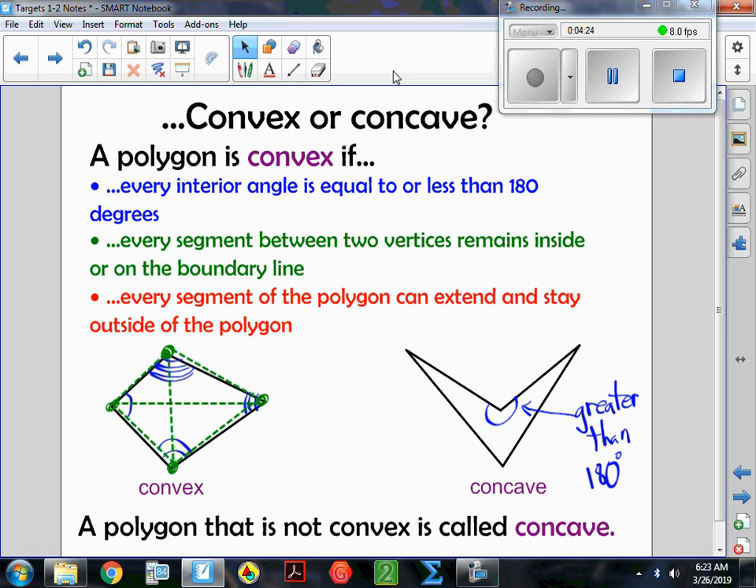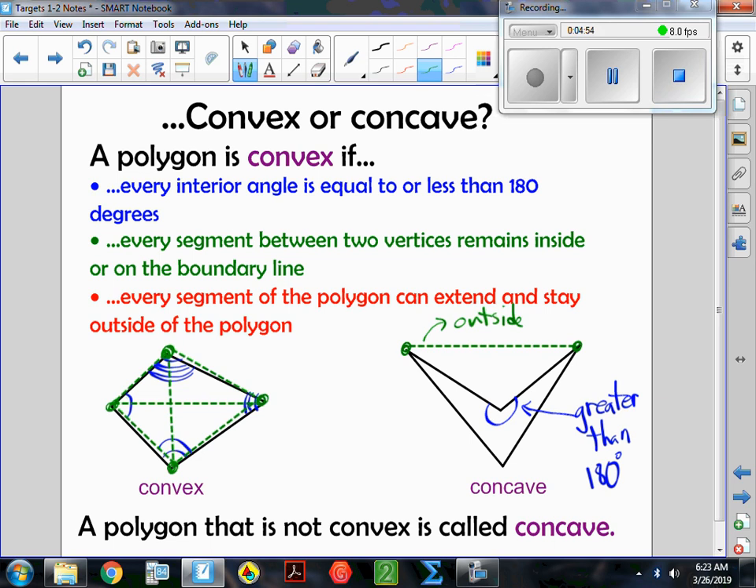Again, I'll show you on the concave where that fails. It's not that every line doesn't work. It's just that there's at least one line that doesn't work. That green line is outside the polygon. And so not every segment between 2 vertices remains inside. So this is a segment outside. So between 2 vertices, but it's outside, that makes it concave.